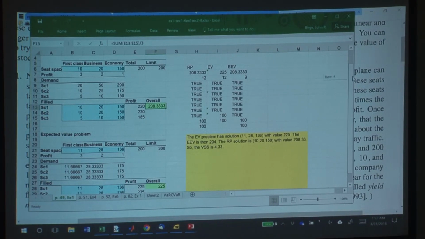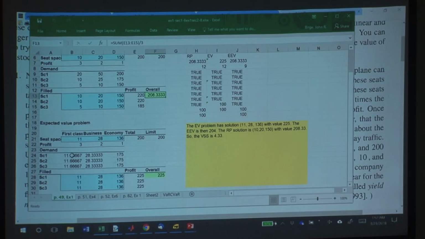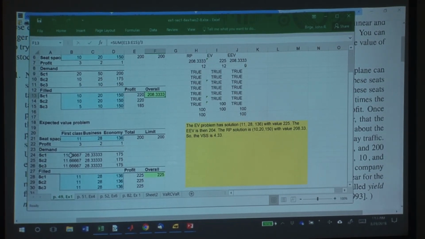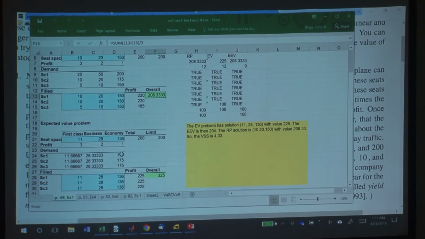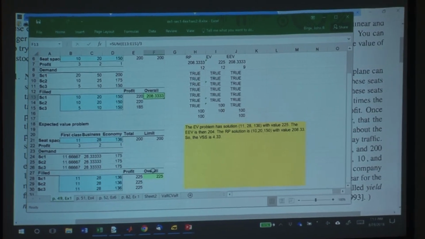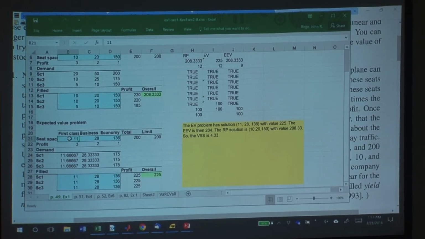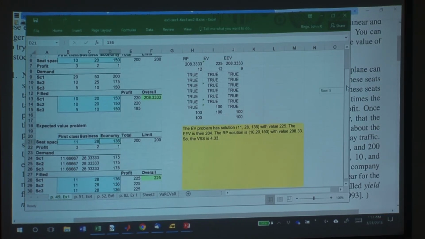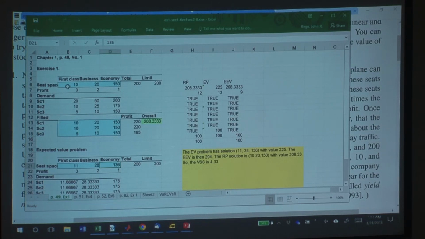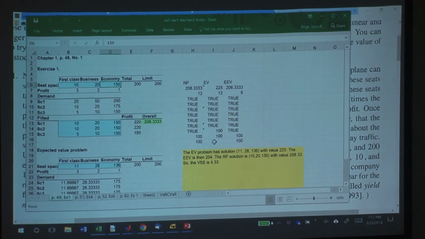And then what I've done down below it is to put in the expected value. So I just put in the average of all of these. So that's like 11.67, 28.3, 175. And then you would get this value down here and make this decision up here for the number of seats. So you see that the optimal decision, again, has this characteristic that it does something different from what the expected value solution does.